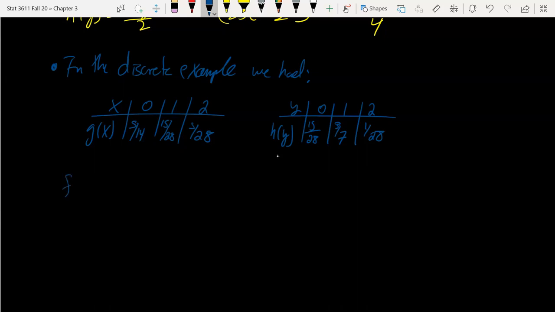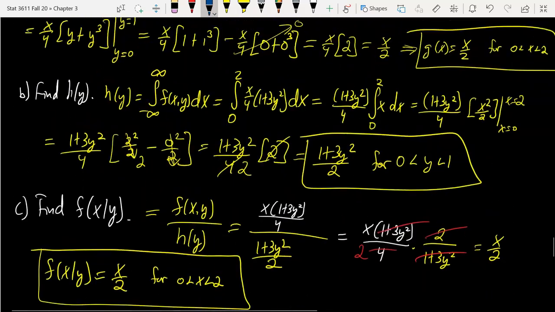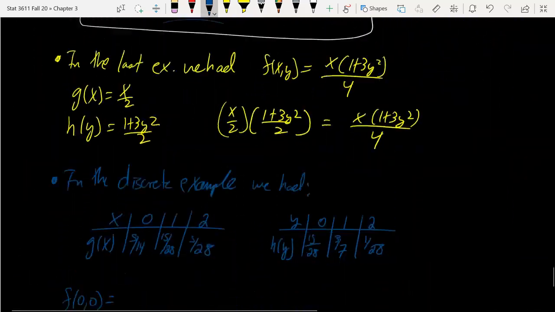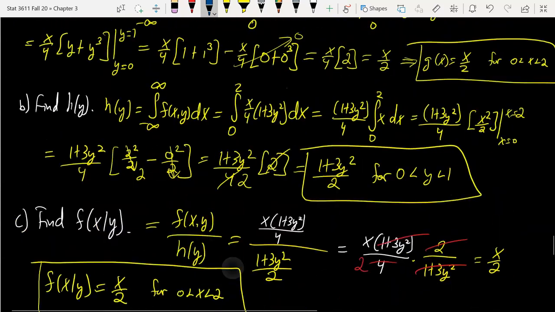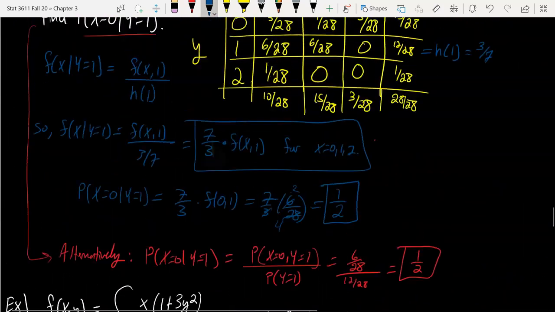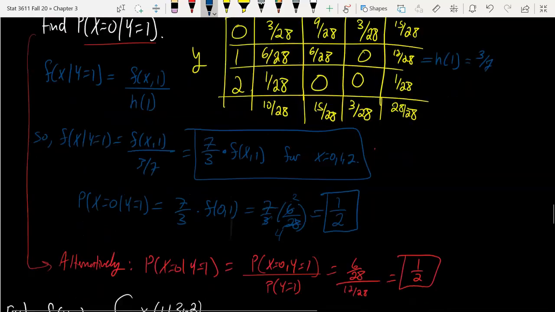So, for example, what is f of 0, 0 equal to? Well, for that, we got to go to our table. Let me grab a couple entries from the table before we get too far. Let me grab f of 0, 0. Let me grab f of 0, 1 from our table here. Page back to that table. So f of 0, 0 is 3/28, and f of 0, 1 is 6/28.